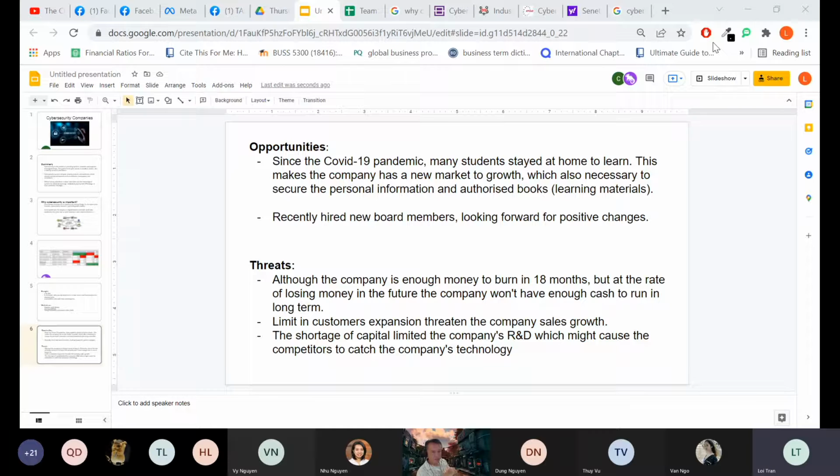About the threats, although the company has enough money to burn for 18 months, at the rate of losing money in the future, the company won't have enough cash to run in the long term. We are also faced with limits in customer expansion, which threaten the company's sales growth, and the shortage of capital limits the company's R&D, which might cause competitors to catch up to the company's technology.